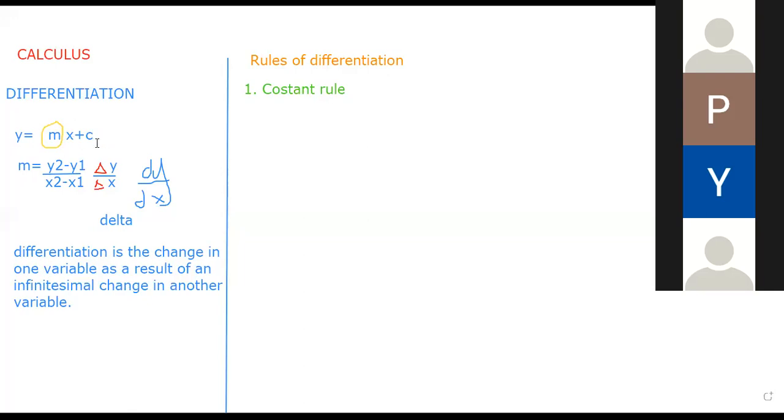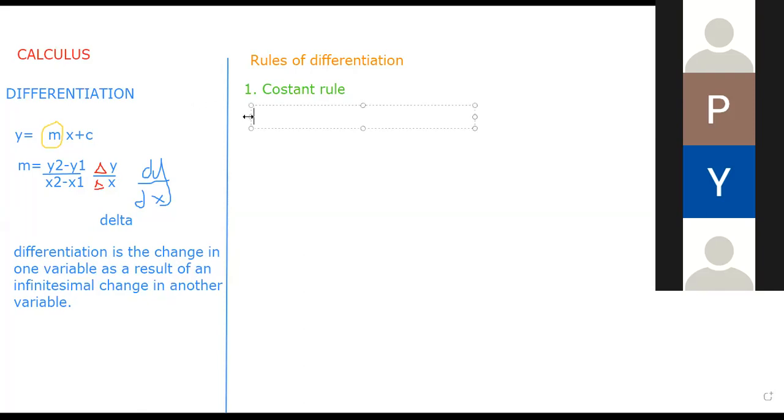So if y does not depend on c to change, then it means that whatever happens to c, y will still remain the same. So the rule says that the derivative of a constant number is zero. Derivative means the change. The change in a constant number is zero. So that's the constant rule.